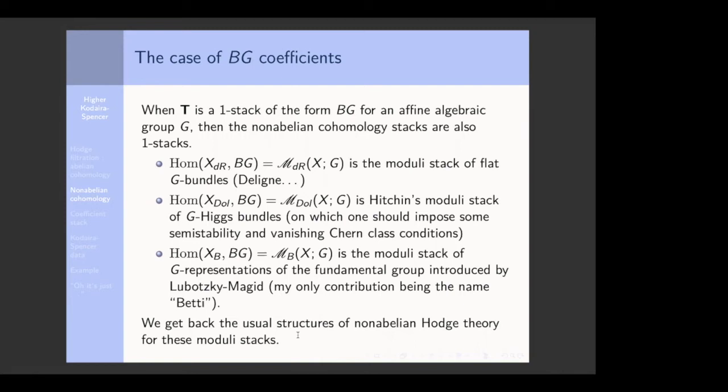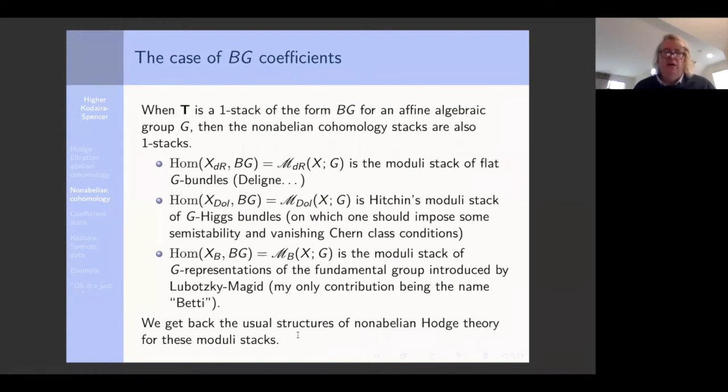Yeah, sure. Okay, so now if we take the X Dolbeault, let me just allow myself to use the Dolbeault. I usually put an MH now because this is due to Hitchin, but let me call this Dolbeault for today. So if we take the Hom from the X Dolbeault into BG, then that's the moduli stack of G Higgs bundles, defined by Hitchin.